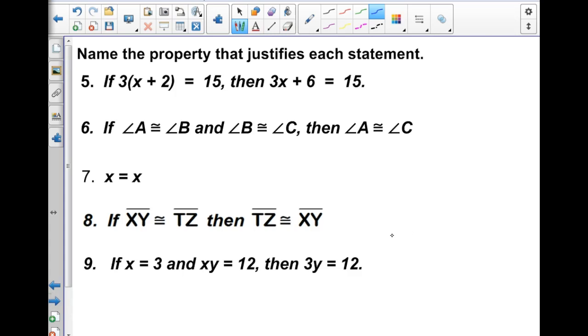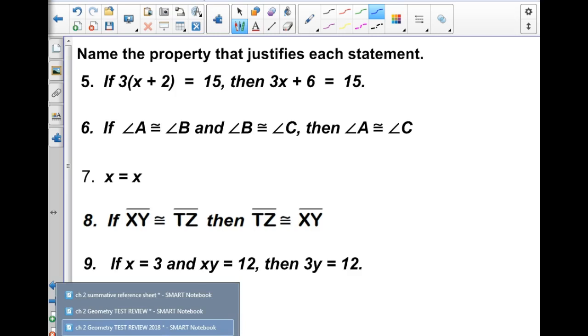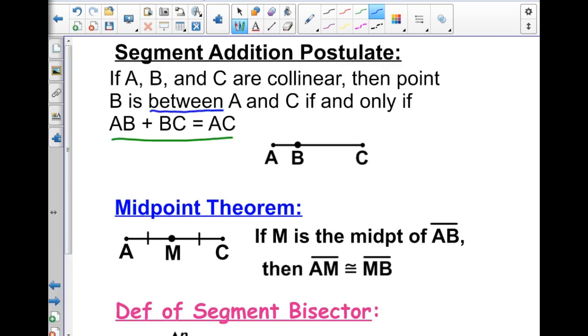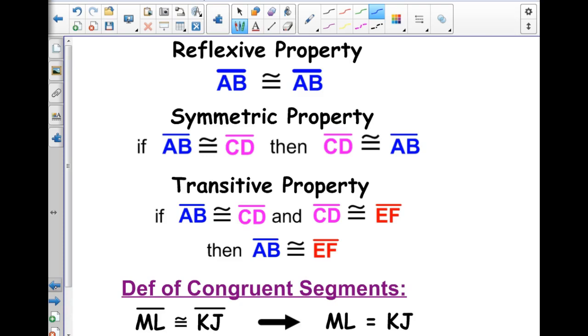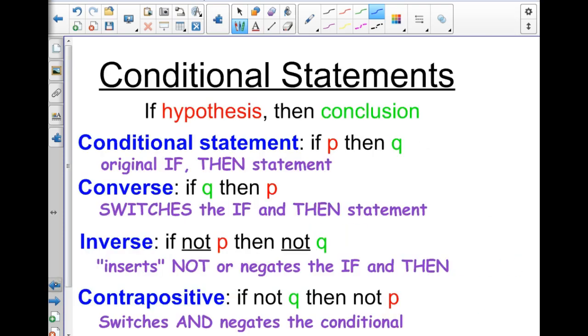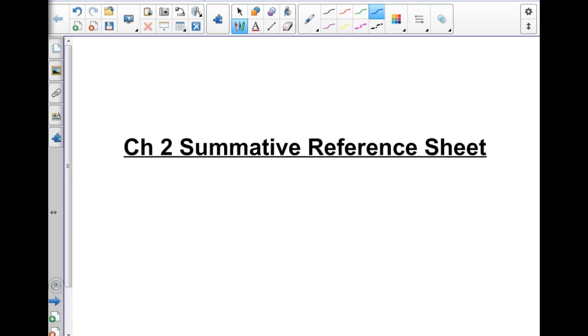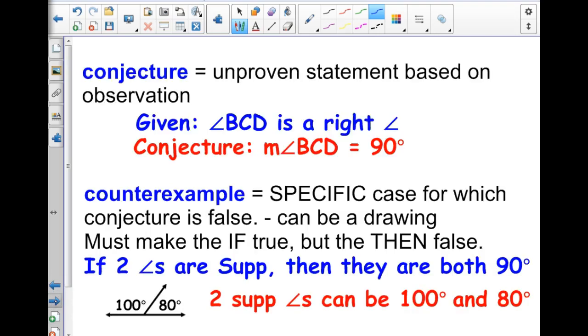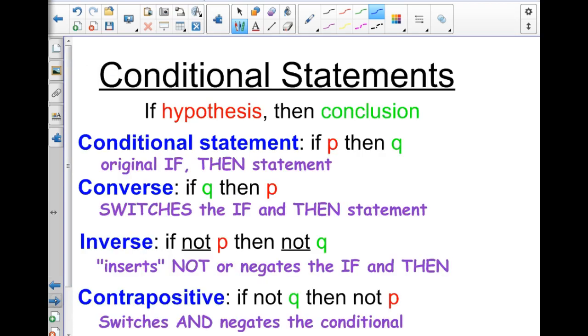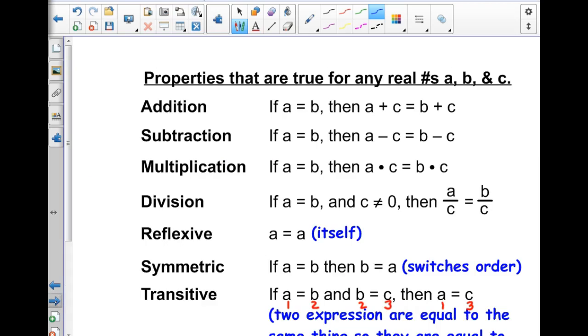Now we're going to go through the properties. Another suggestion for you is that you use your summative reference sheet. If you have that, I would find it now, or hopefully you have your green sheet. We made it green. It looks like this, and it's got a lot of stuff on it. It tells you what a conjecture is, gives you an example, tells you about counterexample, gives you information on conditional statements, and gives you your properties, which we're about to do.